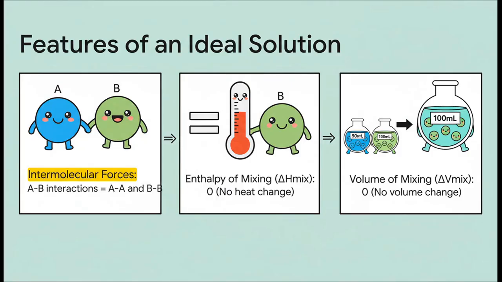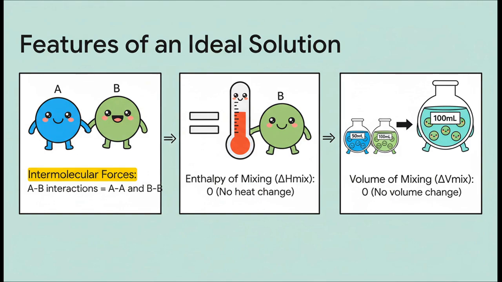So what actually makes a solution ideal? It really boils down to three key things. First, the forces between the different molecules, let's call them A and B, are pretty much identical to the forces they had with themselves. Because of that, second, there's no heat change when you mix them. No heat gets released, none gets absorbed. And third, the volumes just add up perfectly. You mix 50 milliliters of A and 50 milliliters of B, and you get exactly 100 milliliters.